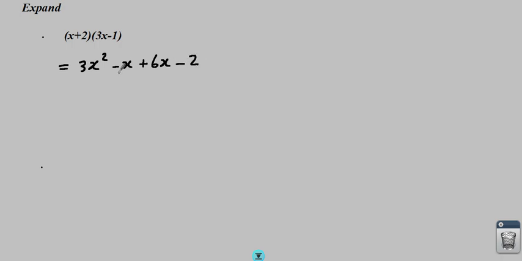And obviously we have two x terms, so we can simplify by collecting like terms, and this gives us 3x squared plus 5x minus 2.